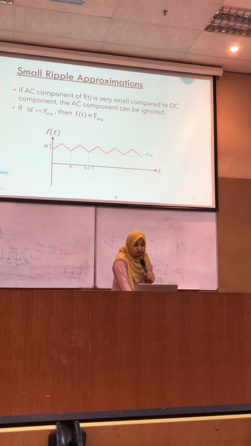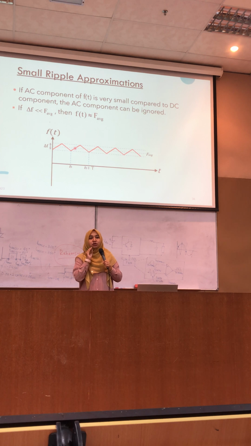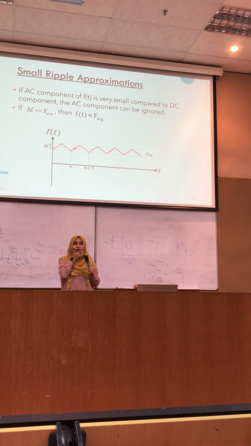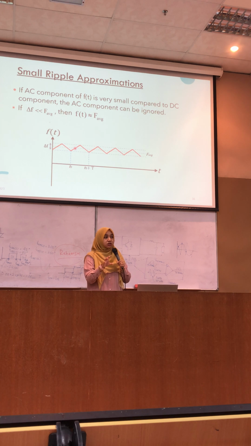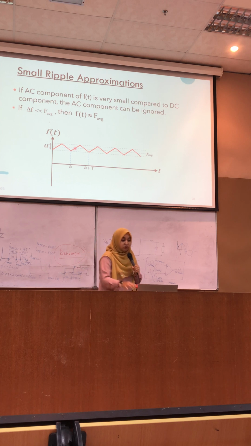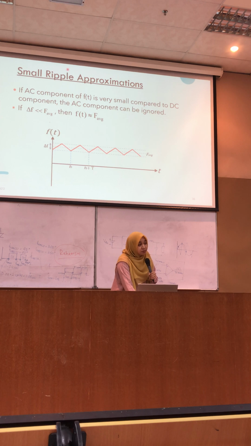Alright, and then we have what we call the small ripple approximation. For this small ripple approximation, you will look at it more when you do the DC to DC converter topics, which is on finding the sizing for the capacitor. In order to find the value for the capacitor for a DC to DC converter, you need to take into consideration the percentage of the output voltage ripple, which is where we are going to look at this ripple approximation.